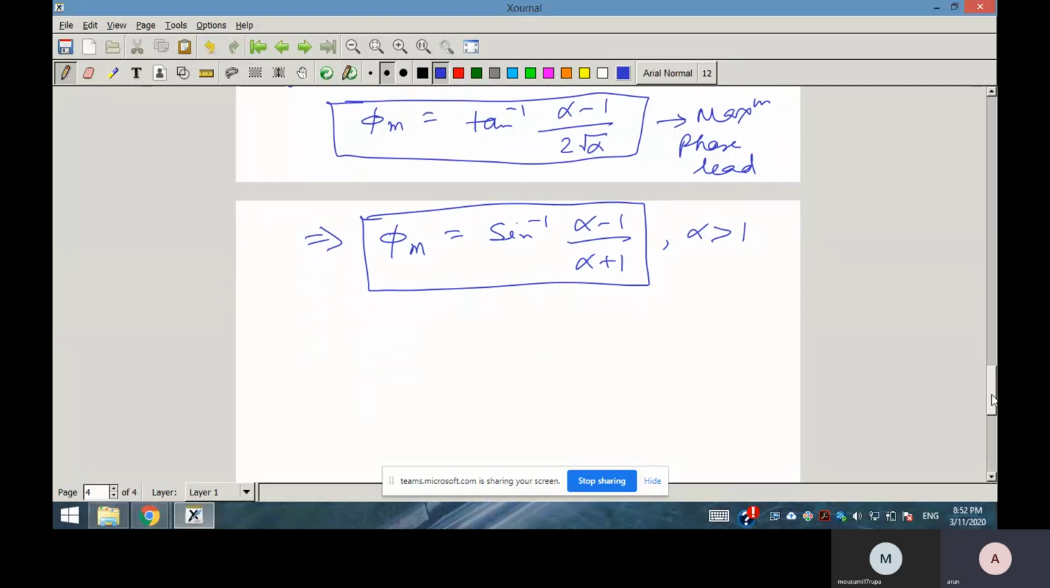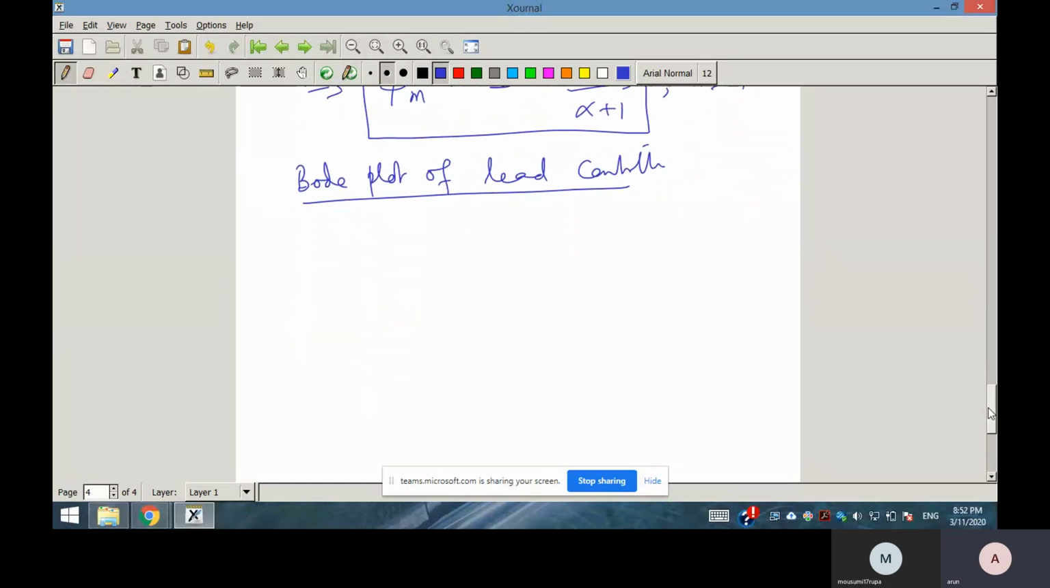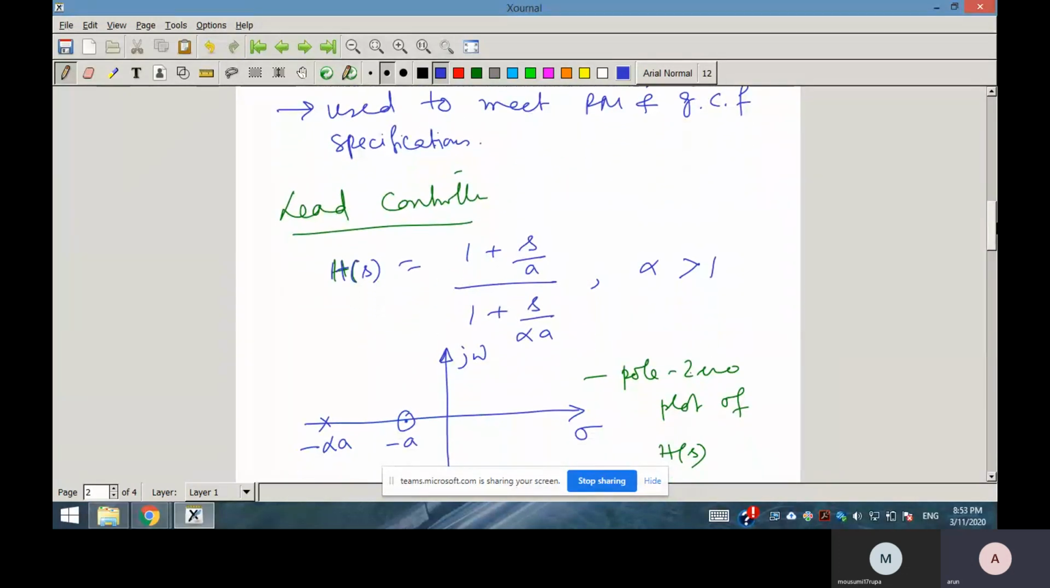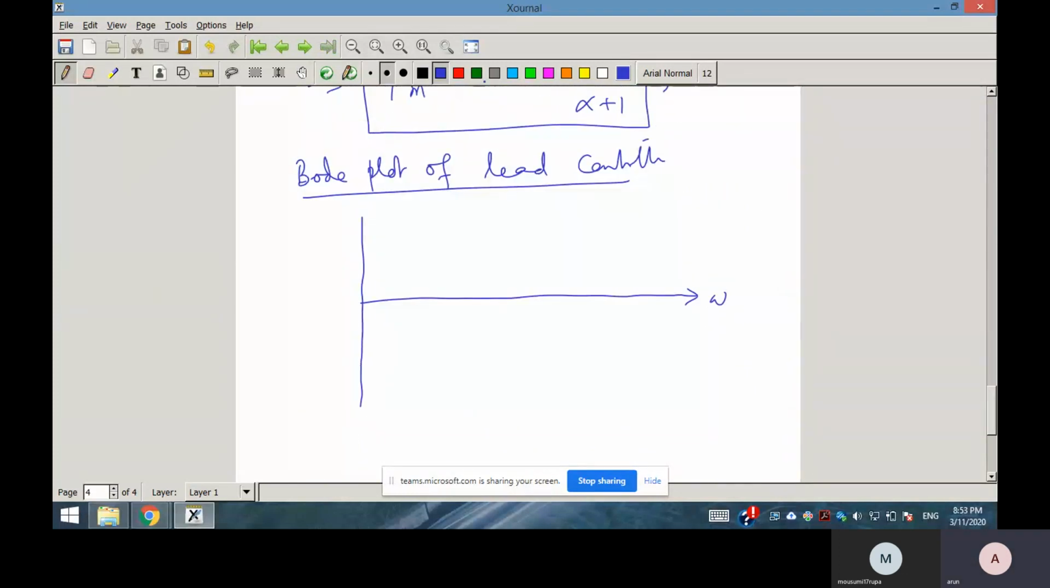Now what is the Bode plot of the lead controller? Bode magnitude and phase plot. What is the magnitude plot? From the transfer function, you can easily see there are two frequencies, two corner frequencies. One is omega equal to A, another is omega equal to alpha A. So alpha is greater than 1. So omega equal to A.